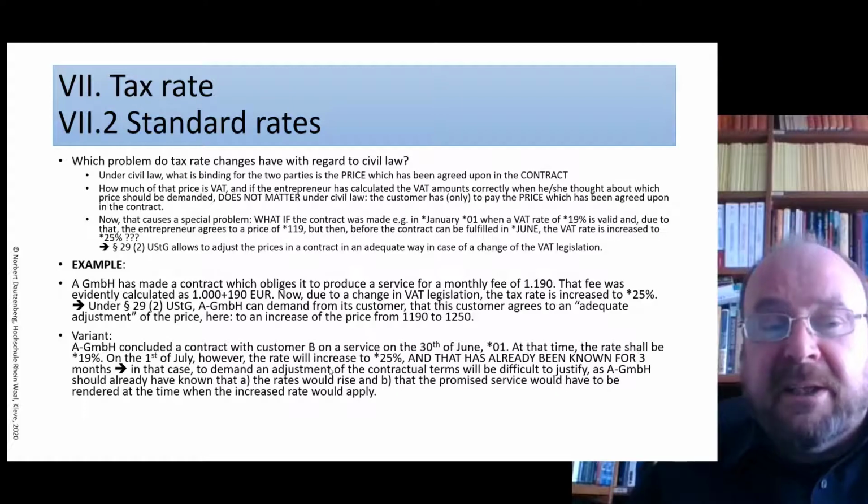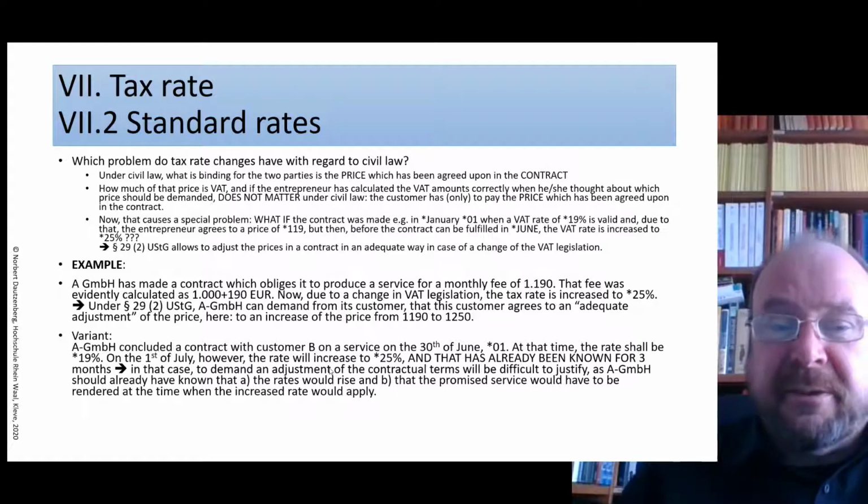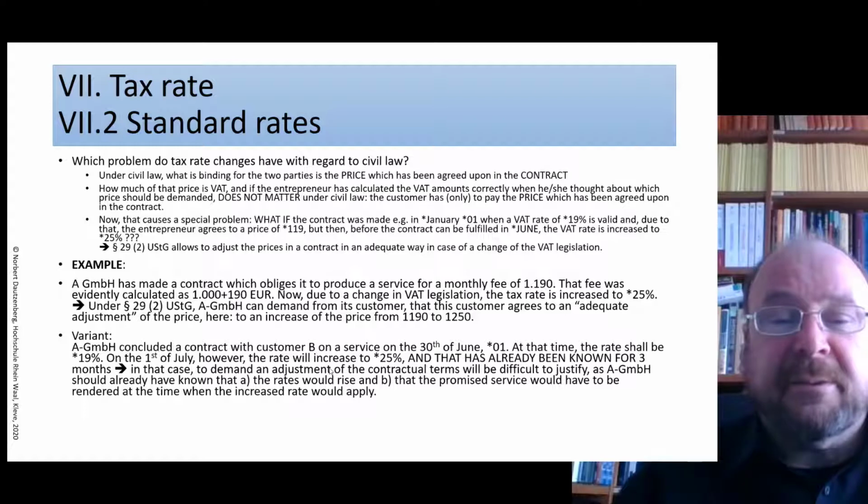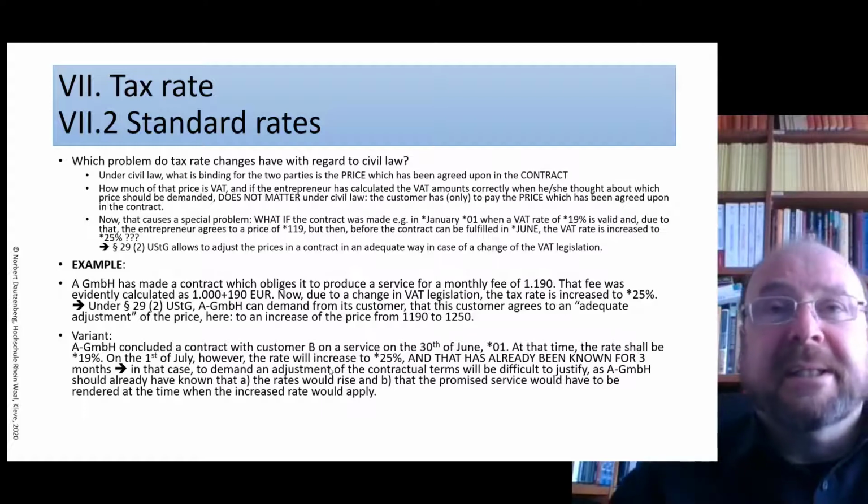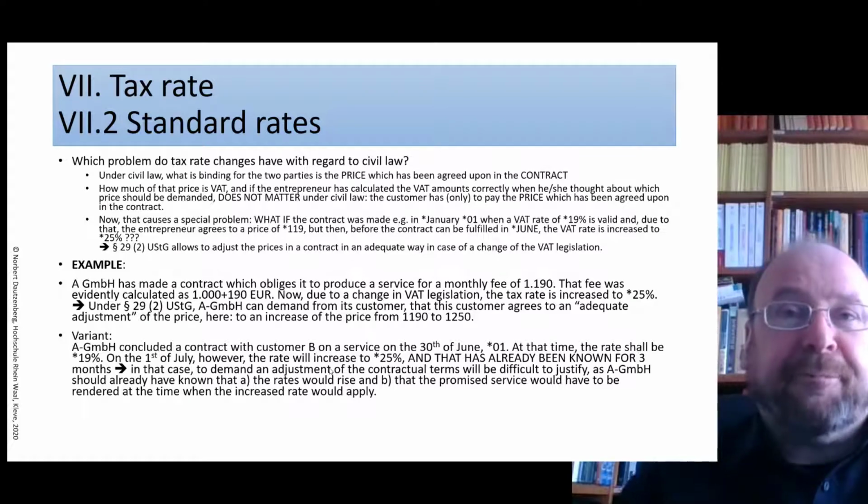So imagine a GmbH has made a contract which obliges it to sell you a service for a monthly fee of 1,190.